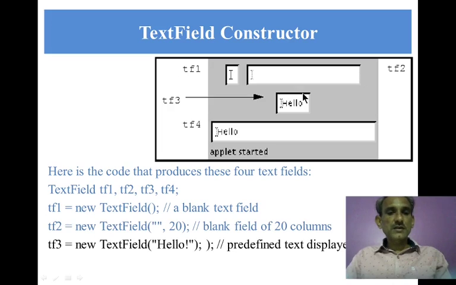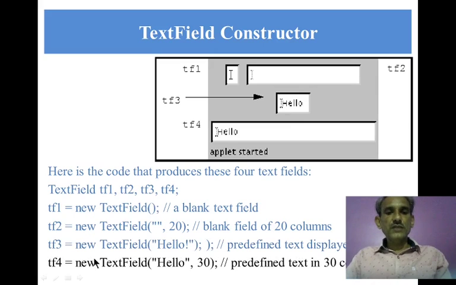Now by using tf3 equal to new TextField("hello"), this hello is predefined text displayed in the text field. So look at this tf3. In this text field there is a predefined string, that is hello, showing in tf3. tf4 equal to new TextField("hello", 30). So this is the fourth constructor, in which I am giving the character string hello as well as a number of columns, that is 30 columns here.